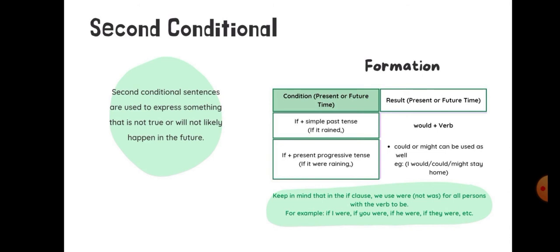For the formation of second conditionals, we use if plus simple past tense or if plus past progressive tense. For the result clause, we are going to use would plus verb. Could or might can be used as well: I would, could, might stay home. Keep in mind that in the if clause we use were, not was, for all persons with the verb to be. For example, if I were, if you were, if he were, if they were.